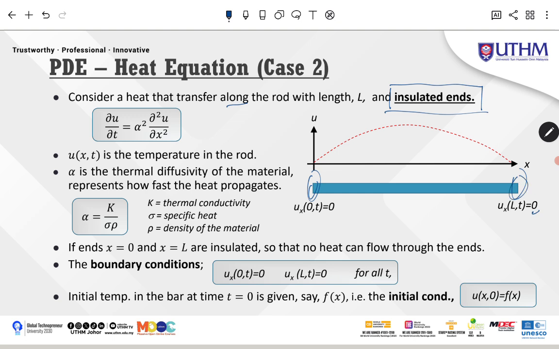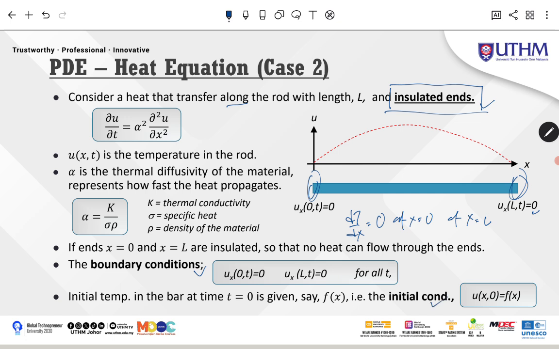Then we have the boundary condition of du/dx, or dT over dx, equal to 0 at x equal to 0 and at x equal to L. That is the difference from the first case that we looked at previously. The difference is only in the boundary condition, the insulated end, and it also has the initial condition.